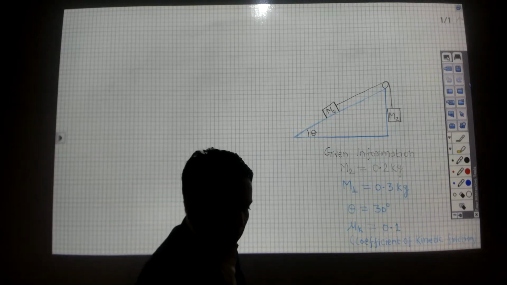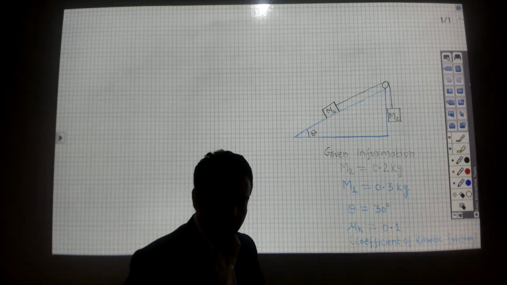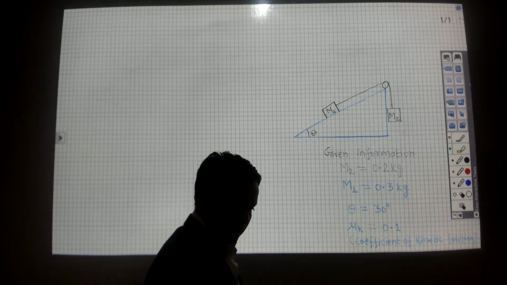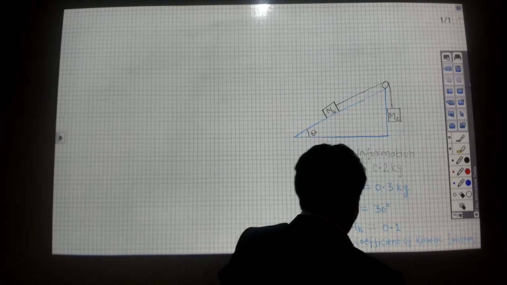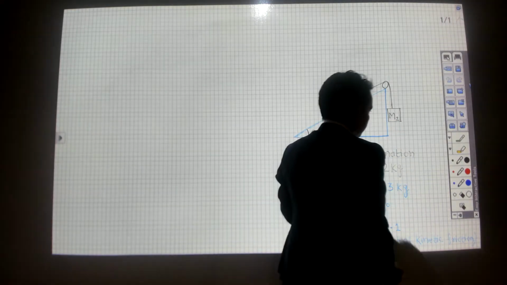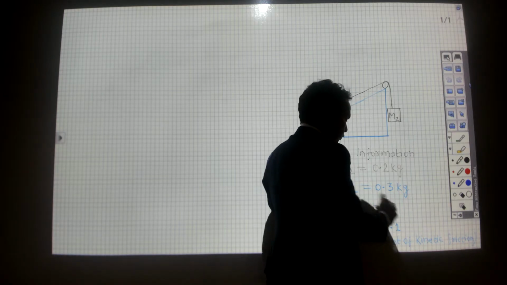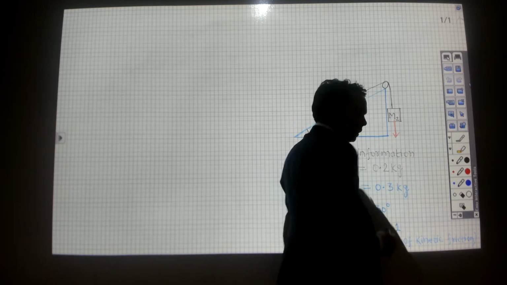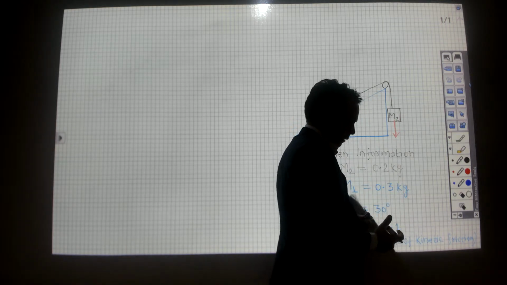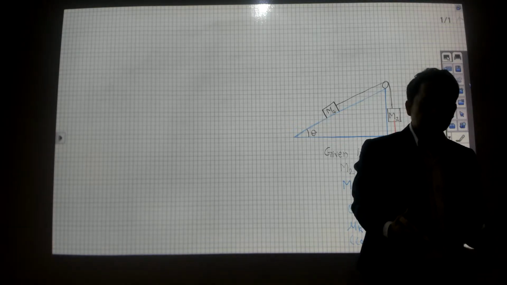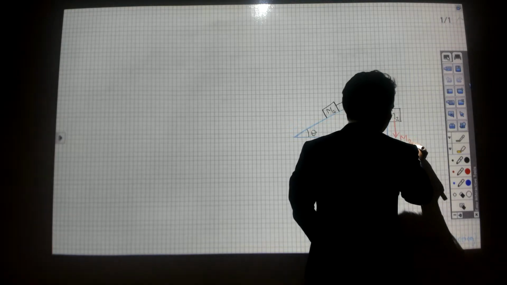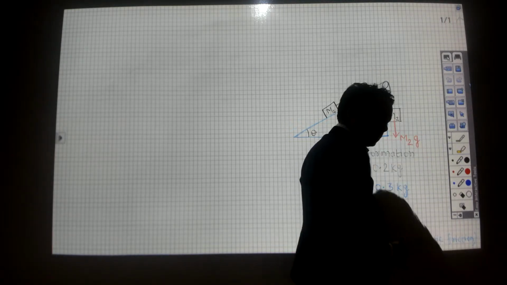Now let's spend a few minutes on resolving all the forces acting on the system. What are the forces acting on this object? One force is the weight. The weight is downward. If you have mass m, the weight of an object is the mass times the gravity. So the weight is mg. That's the weight of the object.